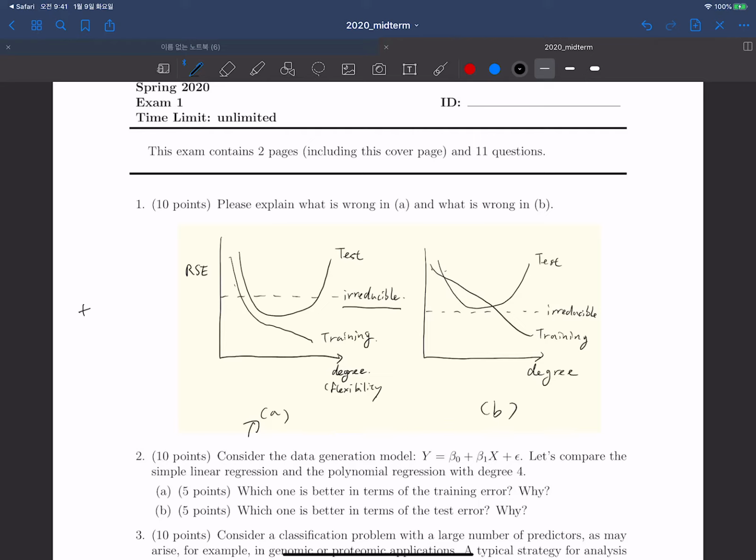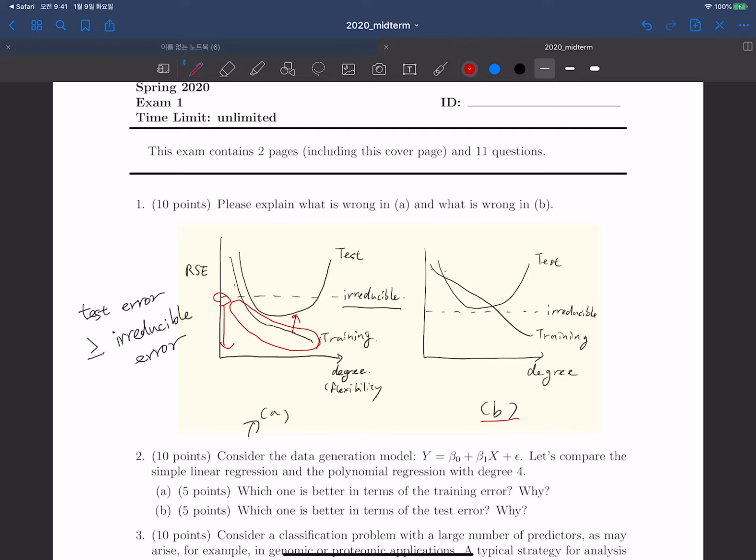So the test error must be greater than or equal to the irreducible error. So this part, training error below the irreducible error, is wrong. So either this graph moves up to above the irreducible error bar, or we have to move this dotted line to below the training error curve.